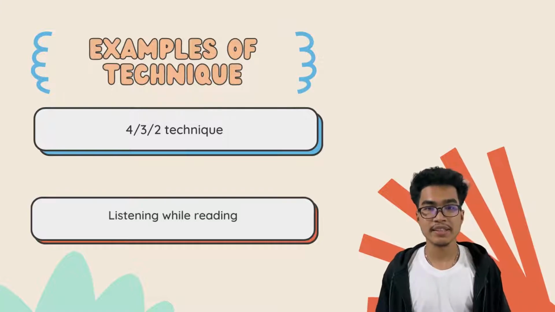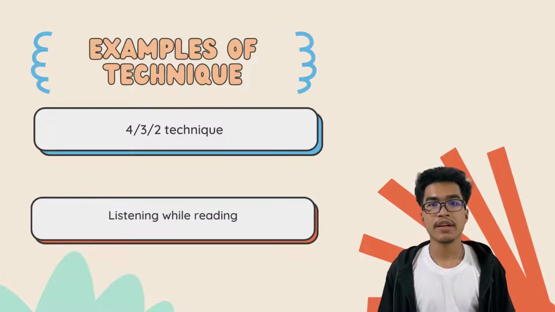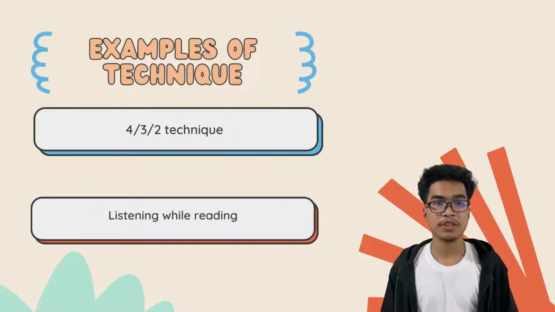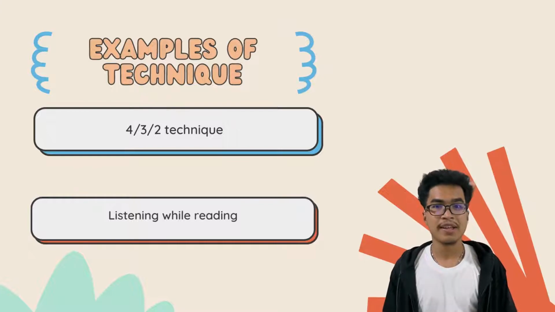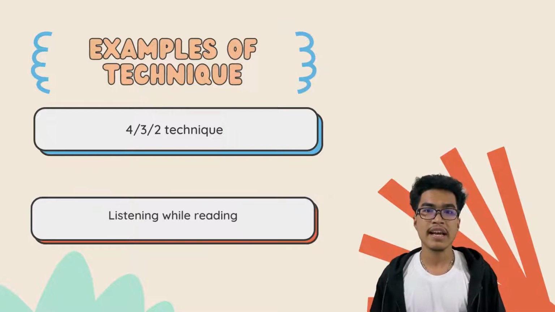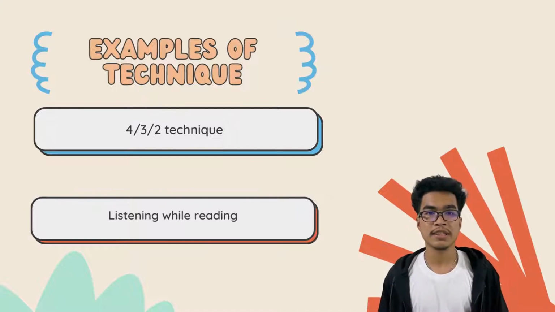The next topic is the examples of techniques. The first technique is the 4-3-2 technique. The 4-3-2 technique was devised by Maurice. In this technique, learners work in a pair, with one acting as the speaker and the other as the listener.